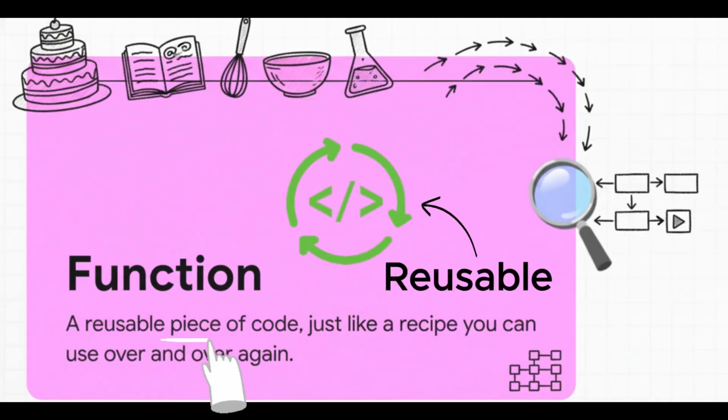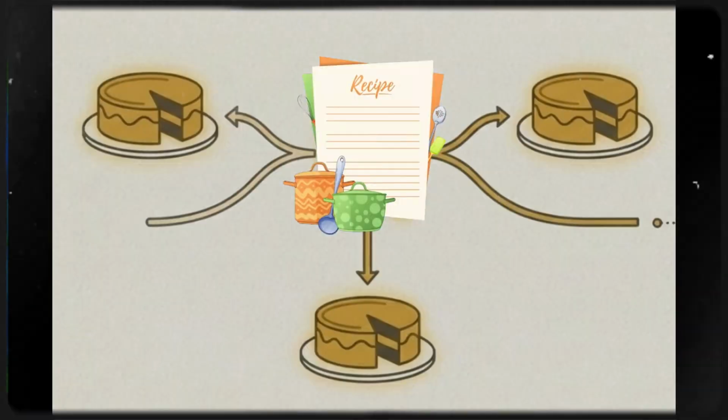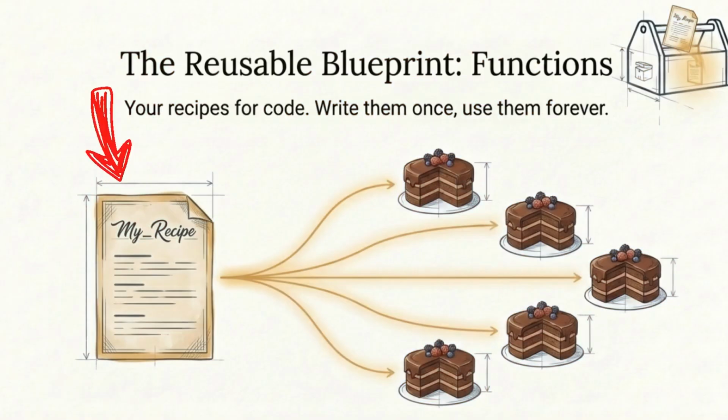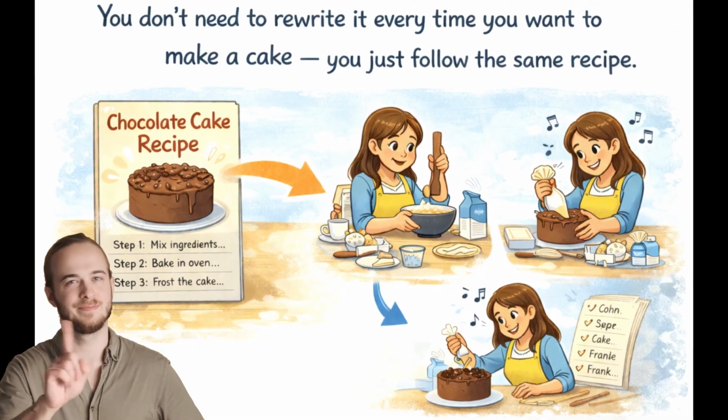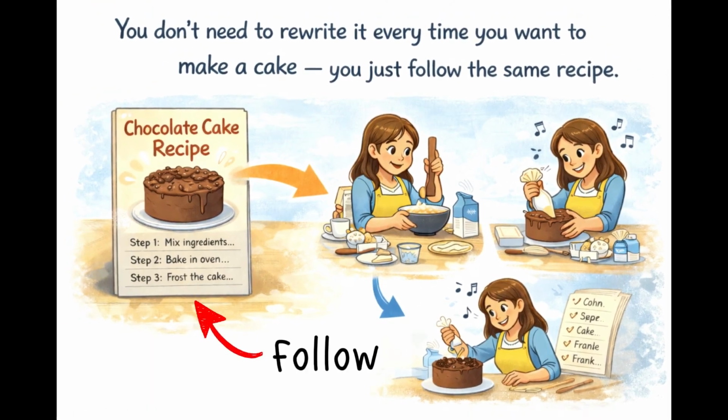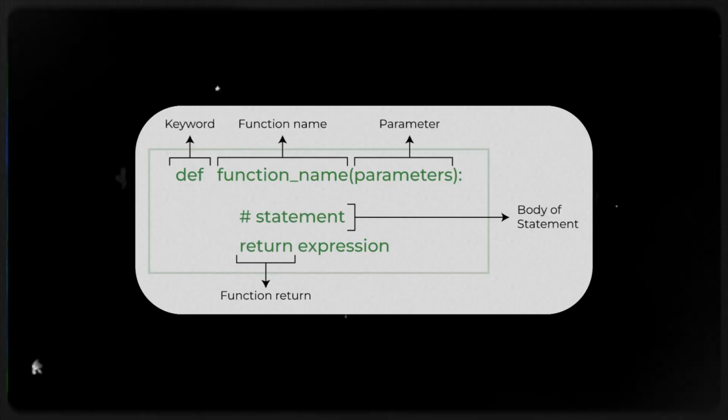Functions are reusable pieces of code. Think of them like recipes. Once you write a recipe for chocolate cake, you don't need to rewrite it every time you want to make a cake. You just follow the same recipe. Functions work the same way.